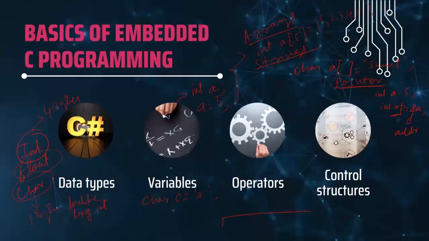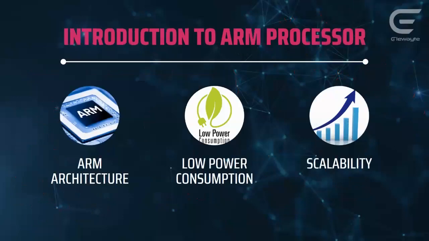Similarly, control structure means you can have an if else control structure, you can have for loop, while loop, different loops are there, and they can be used.